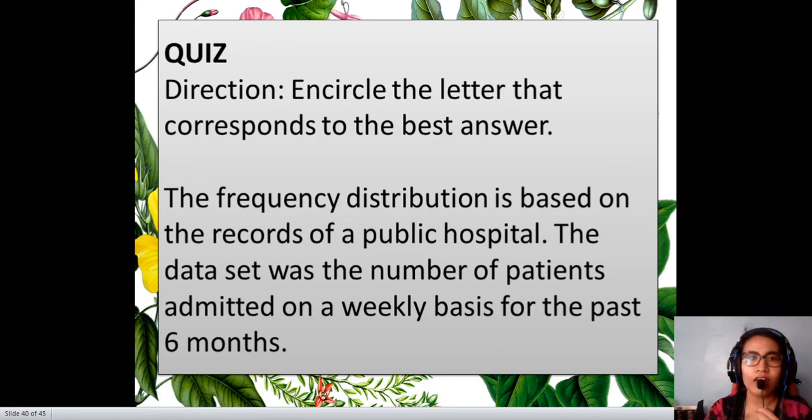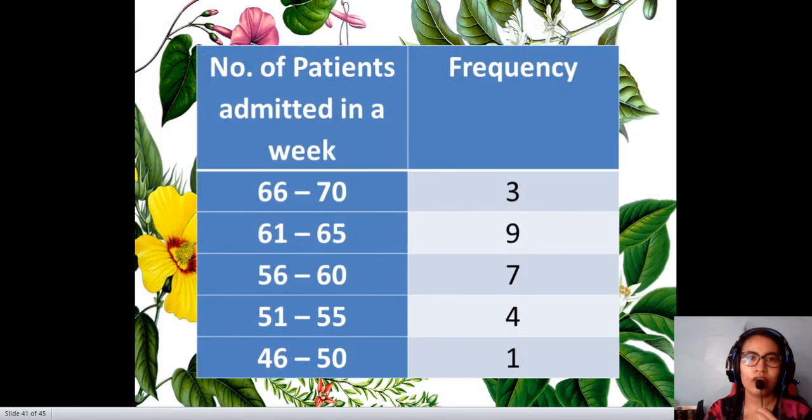After the fill in the blanks, we also have a quiz. For the direction, encircle the letter that corresponds to the best answer. We have here a given situation. The frequency distribution is based on the records of a public hospital. The data set was the number of patients admitted on a weekly basis for the past 6 months. So this is the table. You're going to take a look at this table and get your answers to the given questions.